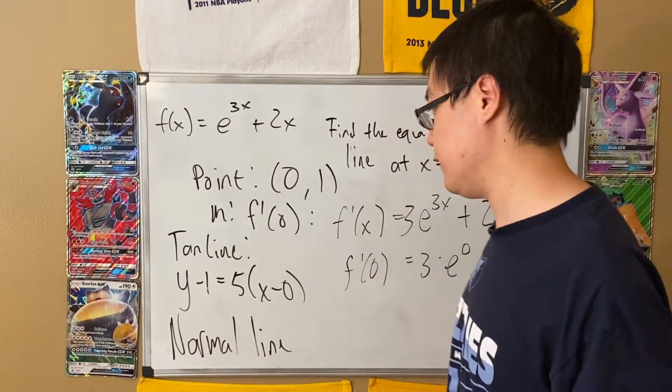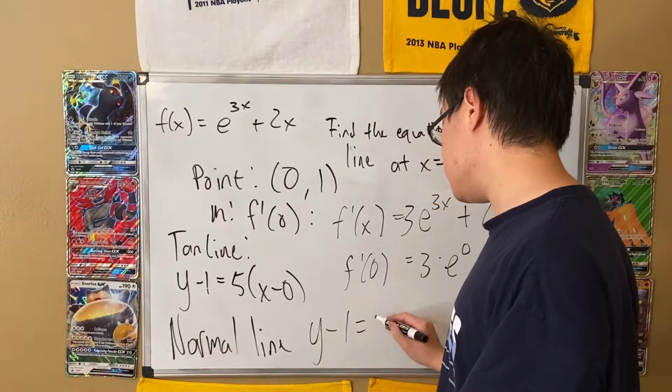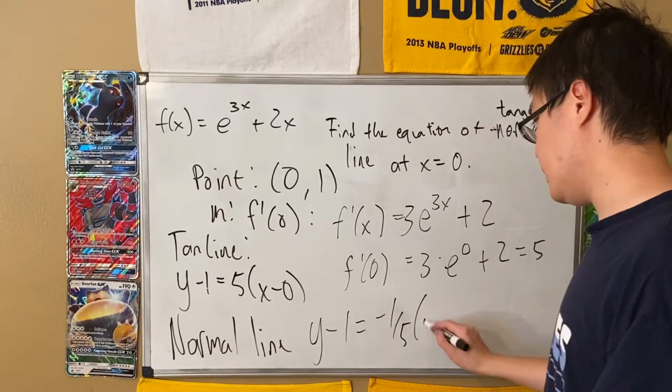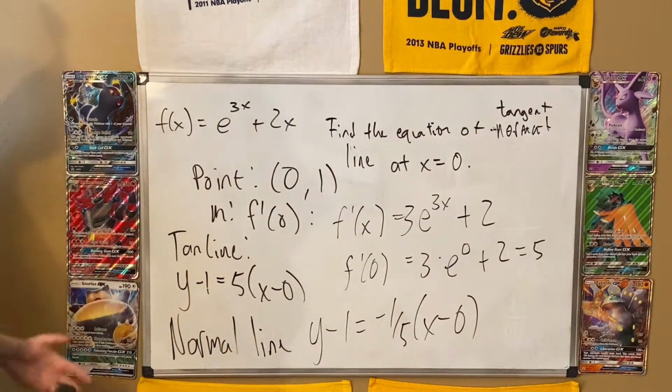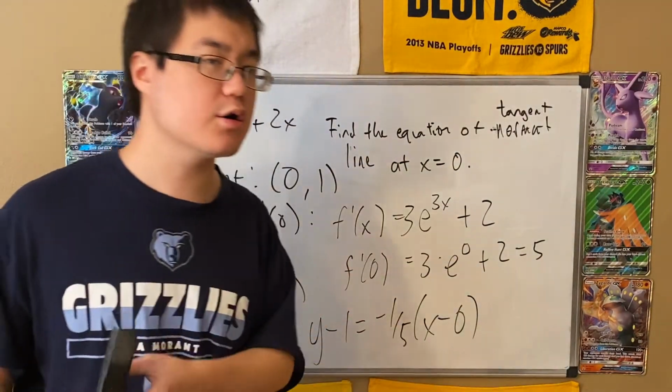That's going to be negative 1/5. So it's going to be y minus 1 equals negative 1/5 x minus 0. And that's how you do these basic questions. So after these basic questions, let's do a little bit of a harder challenge.